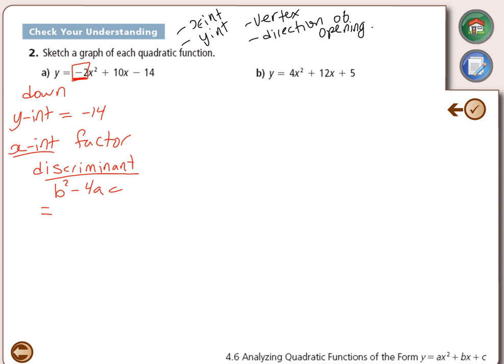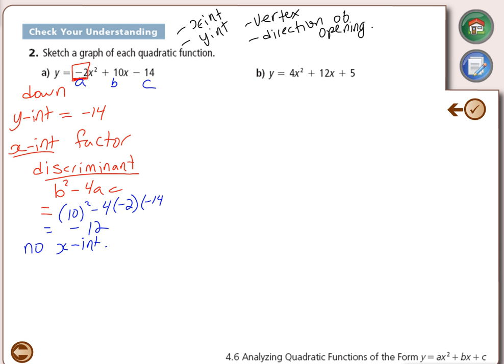If we get a negative value, it's got no x-intercepts because you'd be taking the square root of a negative number. Let's plug her in. There's my a, there's my b, there's my c. So we've got 10 squared minus 4 times negative 2 times negative 14. That gives us negative 12. Ooh, no x-intercepts. Okay.